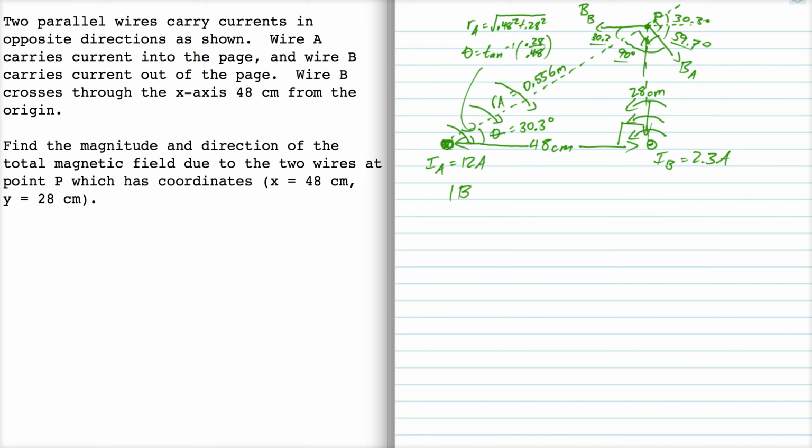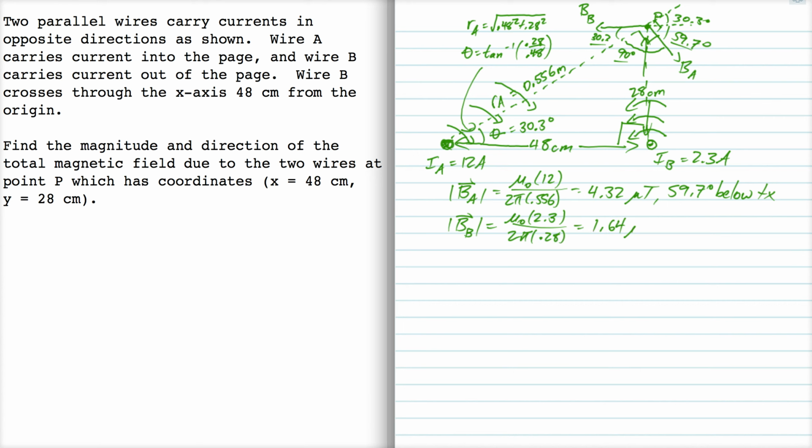So let's start by determining the magnitude of each of them. So the magnitude of the magnetic field due to wire A is 4.32 microtesla and is directed 59.7 below plus x. And the magnitude of the magnetic field due to wire B is u0 times 2.3 over 2 pi times 0.28. And so that's 1.64 microtesla in the minus x direction.